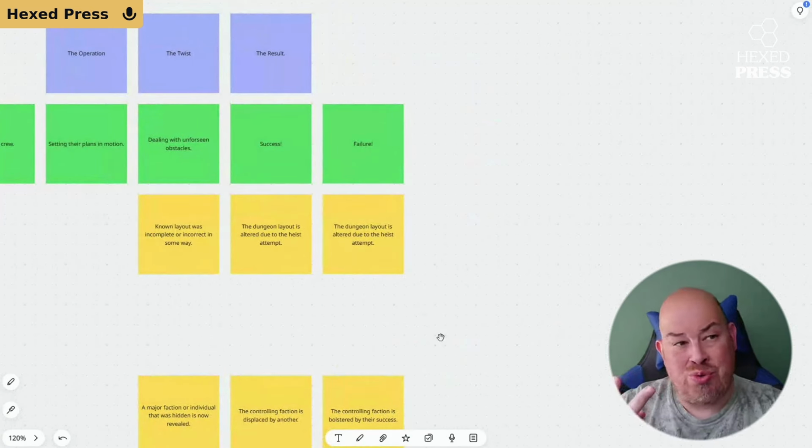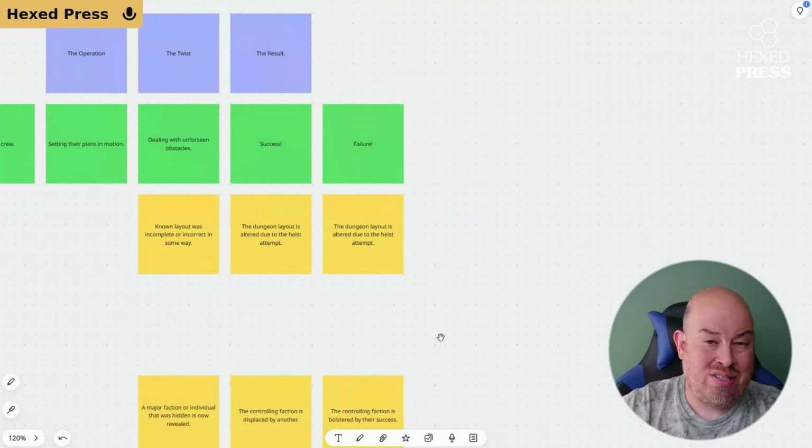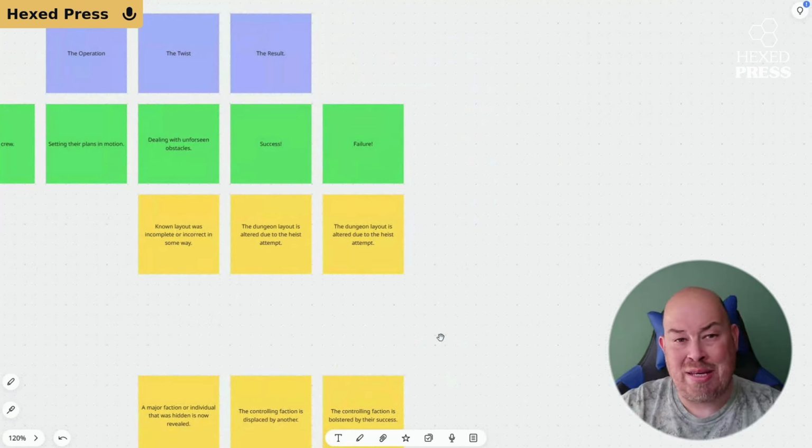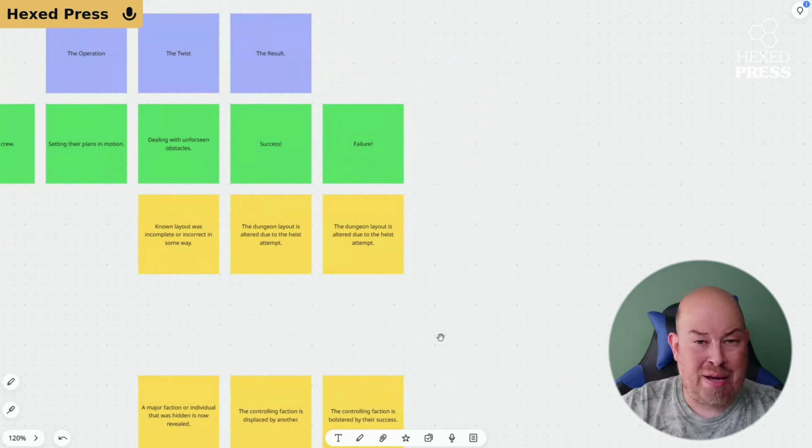Really only two states. Either the party succeeds or they fail. And failure here doesn't mean it's a TPK. It means that they leave without getting what they came for. Either they're beaten back, they're forced to flee, or they are, in fact, defeated. But in any case, that prize, whatever was there, they were not able to retrieve it successfully.